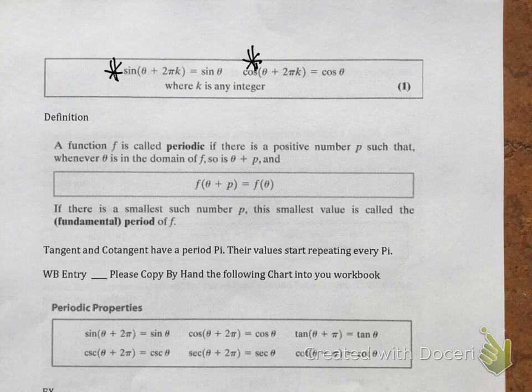Okay, so tangent and cotangent have periods of pi. They repeat themselves after a pi unit of time. So they're kind of off on their own. So I just want to let you know that they're going to be a little bit different.